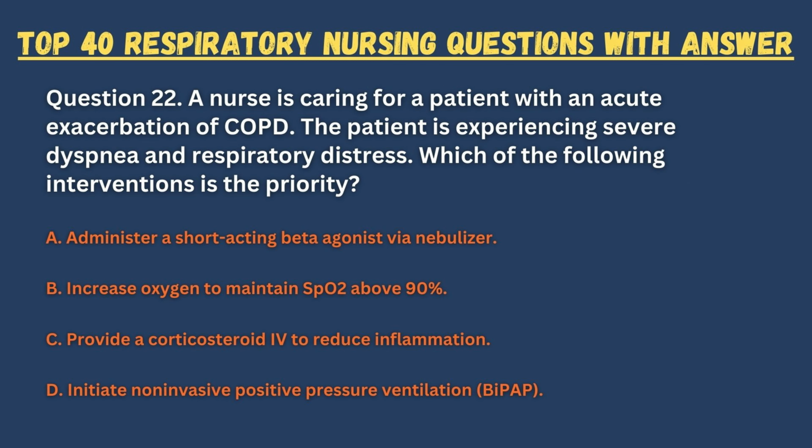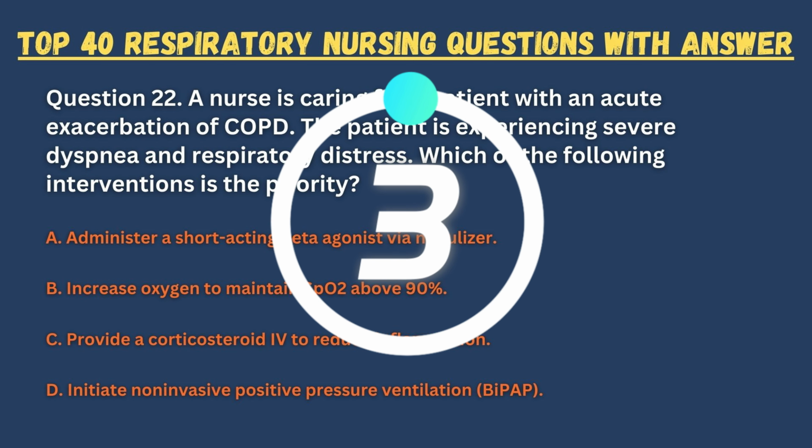Question 22. A nurse is caring for a patient with an acute exacerbation of COPD. The patient is experiencing severe dyspnea and respiratory distress. Which of the following interventions is the priority? A. Administer a short-acting beta agonist via nebulizer. B. Increase oxygen to maintain SpO2 above 90%. C. Provide a corticosteroid IV to reduce inflammation. D. Initiate non-invasive positive pressure ventilation, BiPAP.